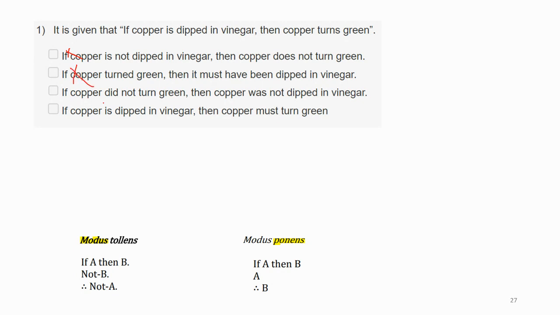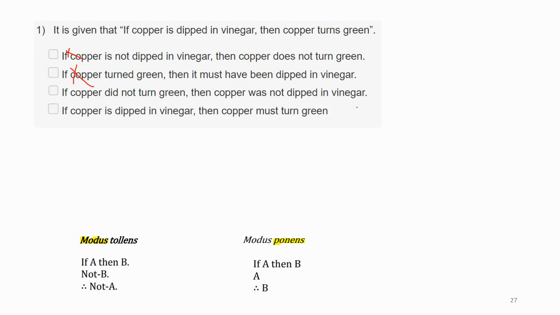Third one, if copper did not turn green, then copper was not dipped in vinegar. So if it did not turn green, then it was not dipped in vinegar. So this is now correct, right?